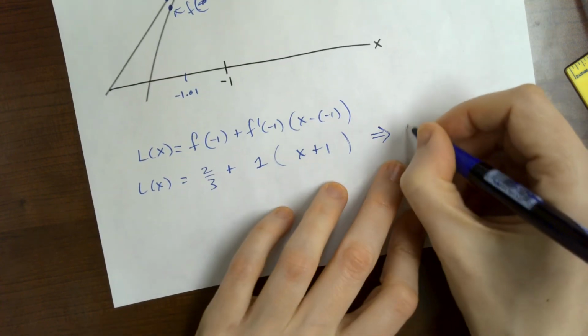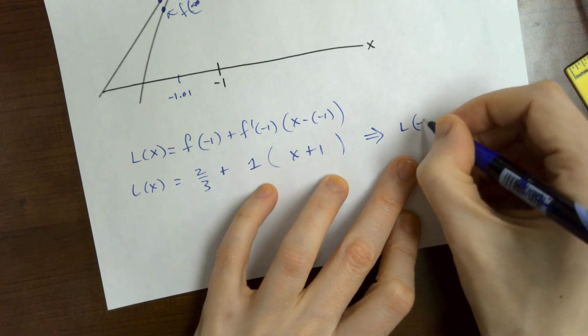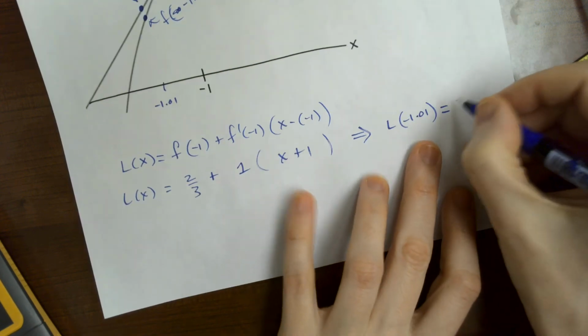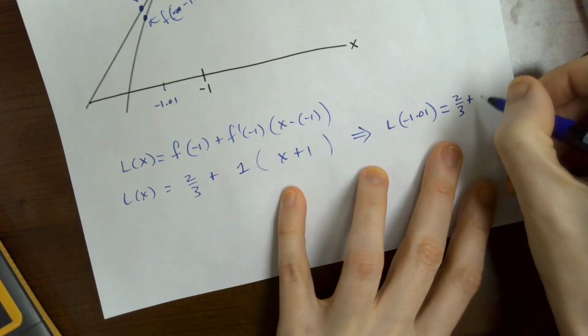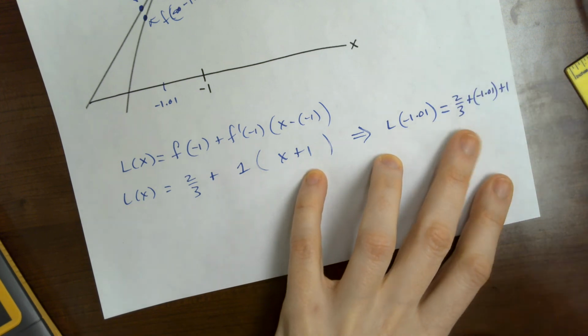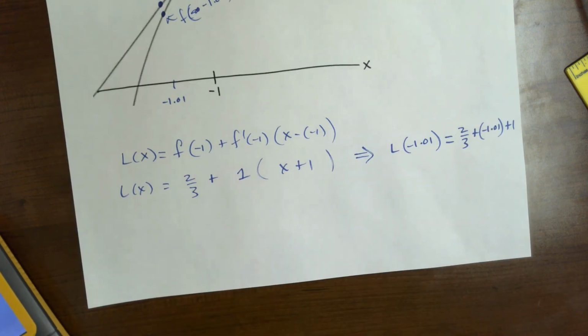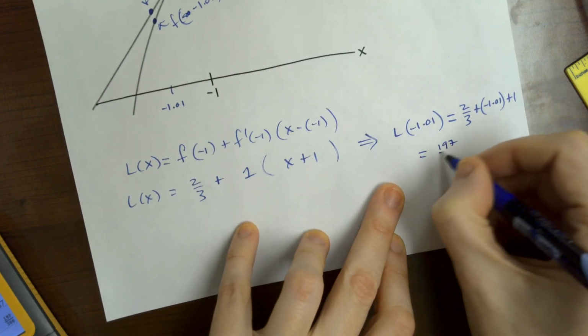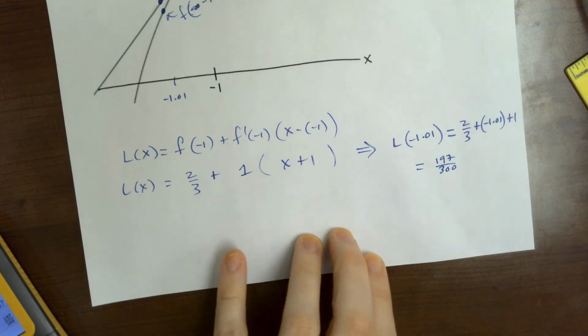So I'm going to get L of negative 1.01, and I'll see what that is. Oh, yeah. So it's going to be 2/3 plus negative 1.01 plus 1. Oh boy, that's kind of big. All right, so then I get 197 over 300 from my calculator.